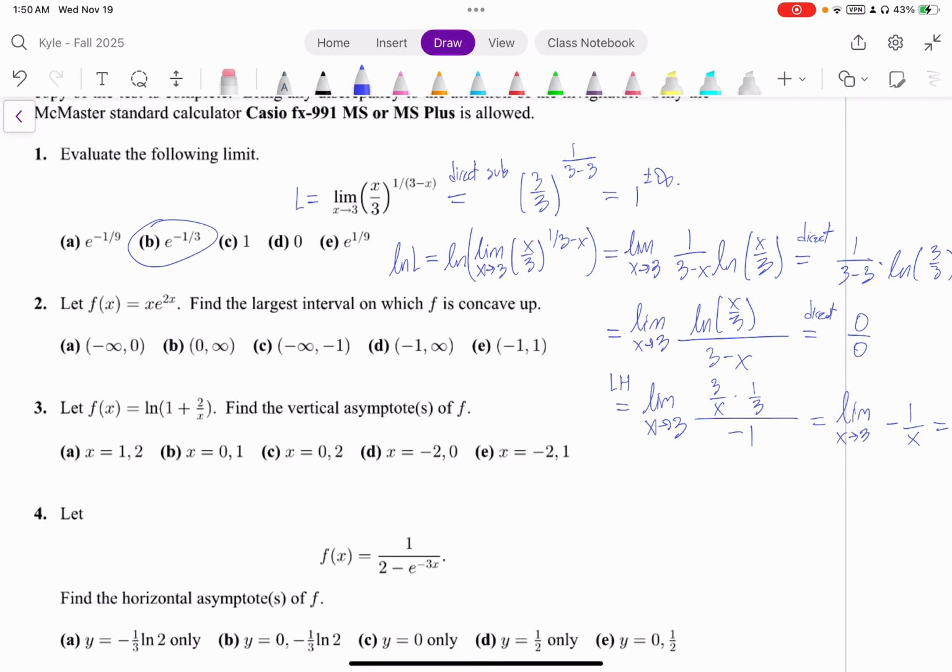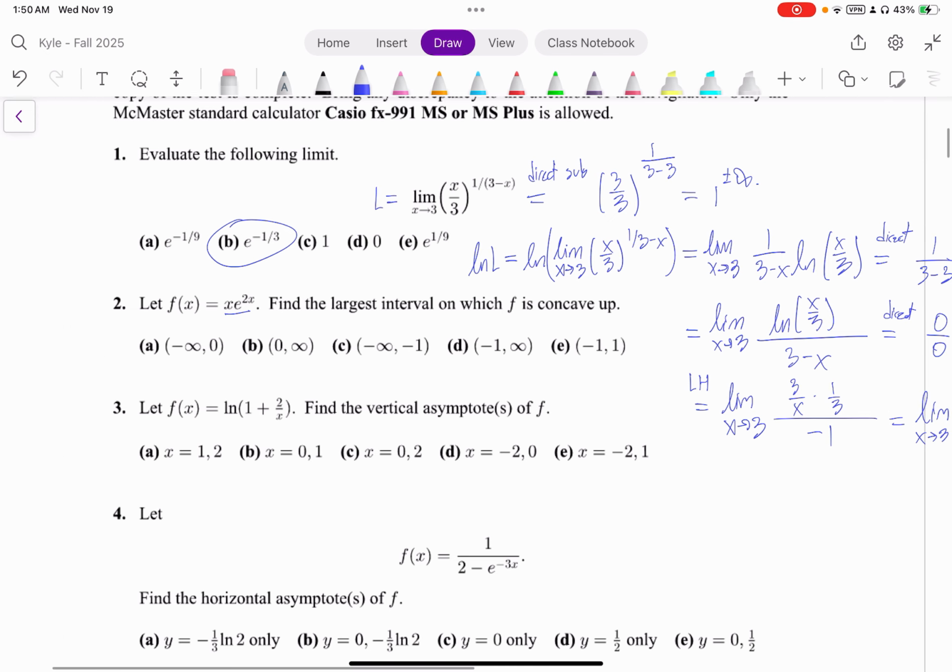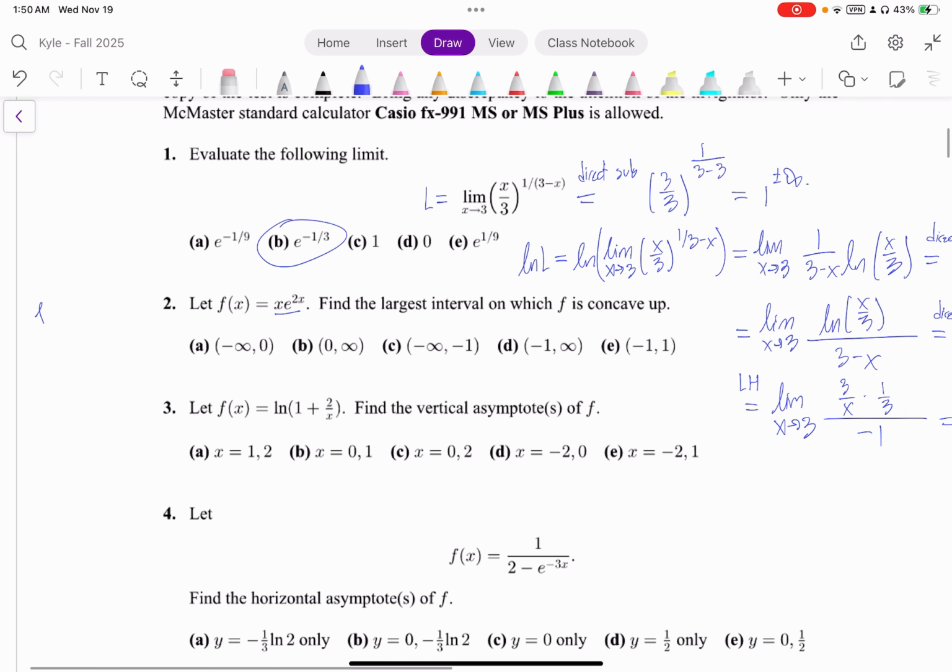b. So f of x is equal to x e to the 2x. Let's find the largest interval f is concave up. So we need to take two derivatives. F prime of x is equal to, by the product rule, e to the 2x plus 2x e to the 2x. And then, nope, 2e to the 2x, excuse me. Derivative of the first term is x. Derivative of the second term is, actually, yes, we were right the first time. 2x e to the 2x.